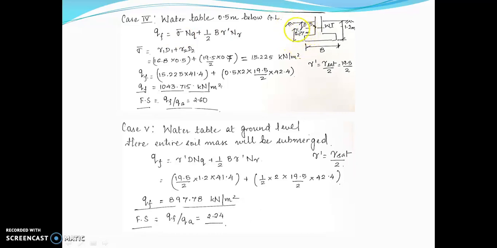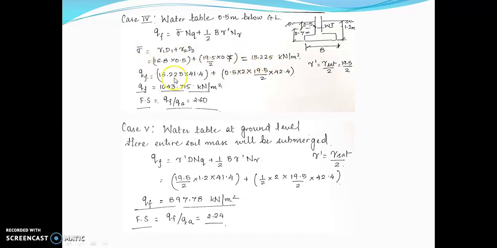So how do I get the weight of the soil? Unit weight into depth is the weight of the soil. Now, unit weight for 0.5 meters depth is 16.8. Unit weight for 0.7 meters depth is submerged, that is 19.5 by 2. So I have done the same thing. Gamma 1 D1, gamma 2 D2. Gamma 1 is 16.8 into 0.5. Gamma 2 is 19.5 by 2, that is submerged, half of saturated, into 0.7. That gives you sigma dash.